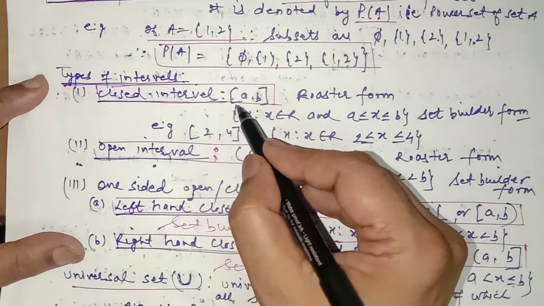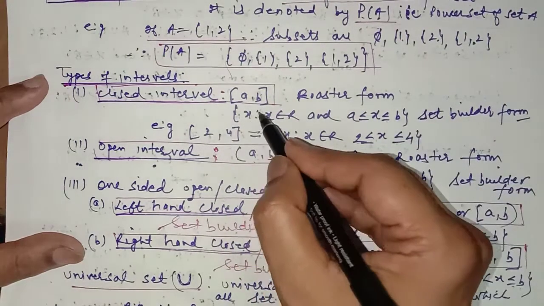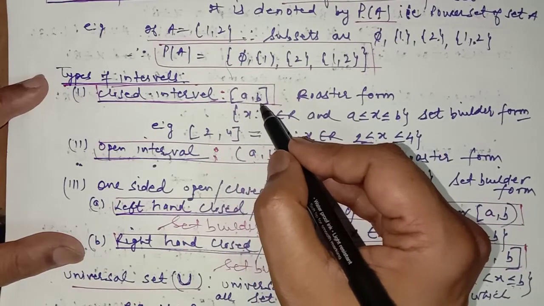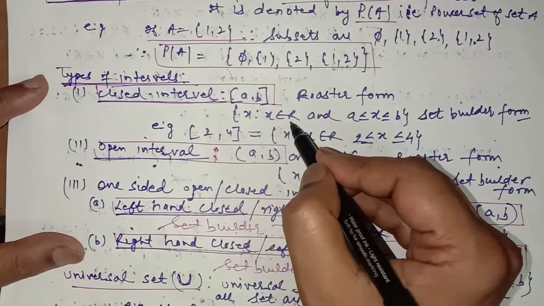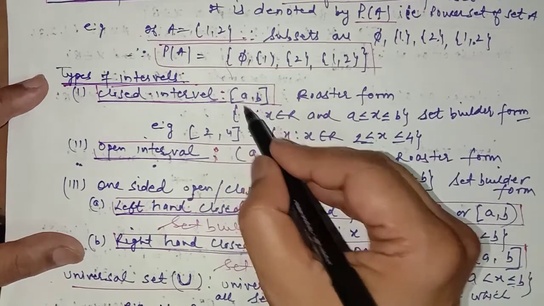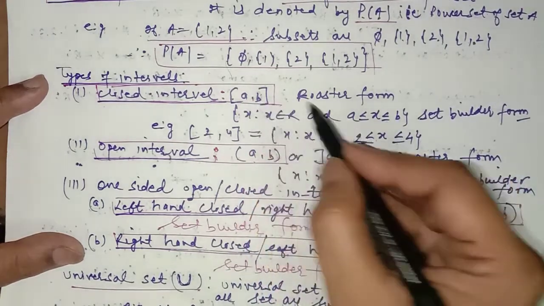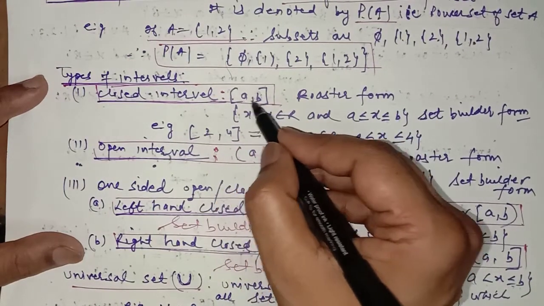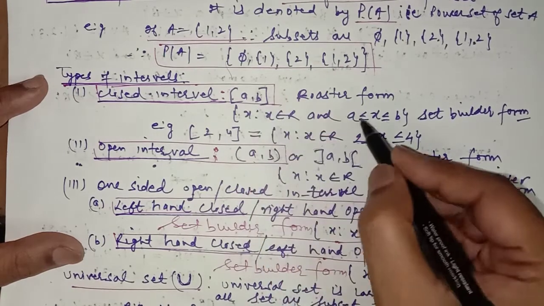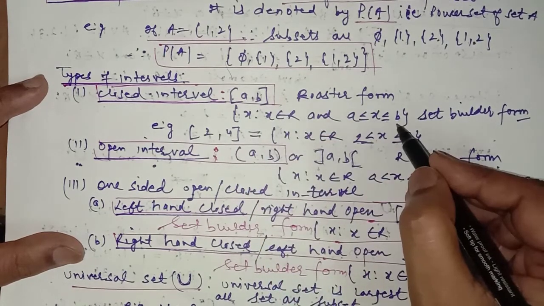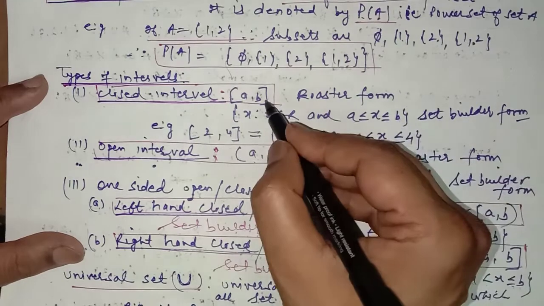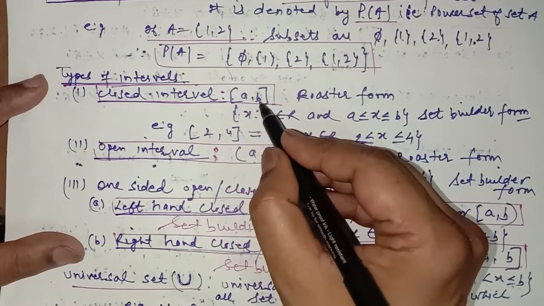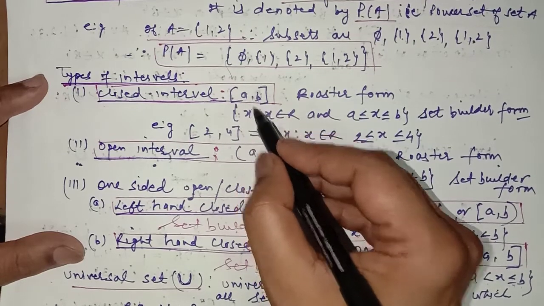It is again in curly brackets: x such that x belongs to real numbers. The interval always represents real numbers. So what are x? x belongs to real numbers and x is greater than or equal to a and less than or equal to b. This closed interval denotes the real numbers starting from a to b, that is a and b both included. It is denoted by square brackets, which means a and b both included. So this is the roster form, and this is the set builder form.